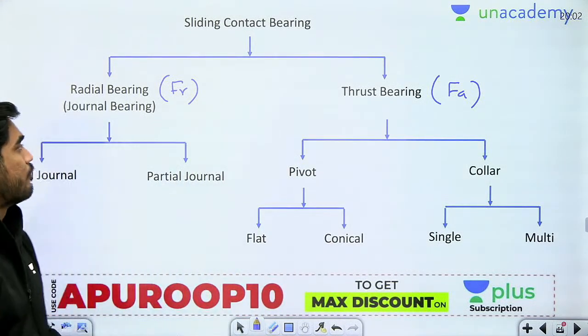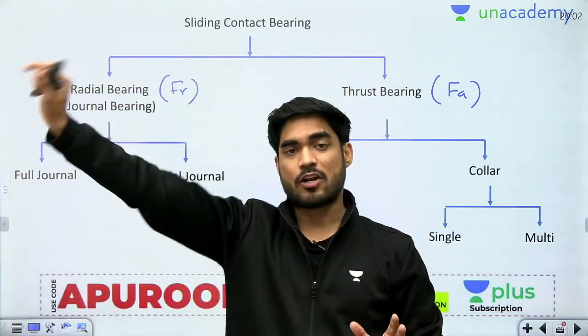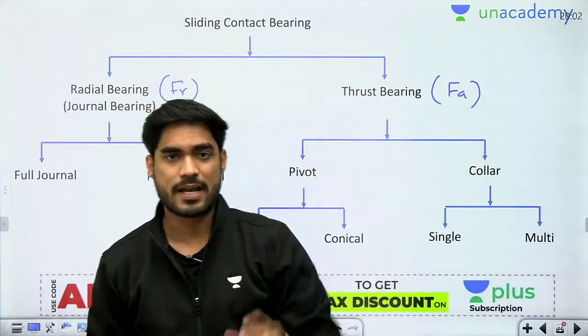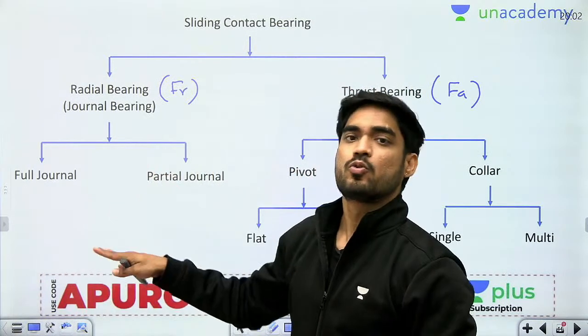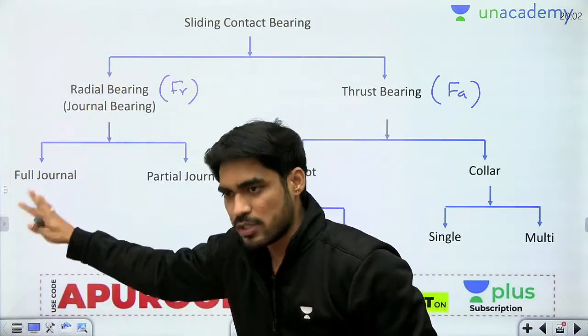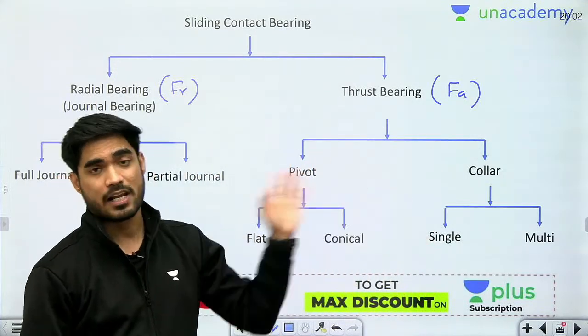Two major categories of bearing: radial bearing and thrust bearing. Radial bearing means which can only support radial load. Thrust bearing means which can only support the axial load. Radial bearings, sorry, radial bearings means journal bearing. They are of two types: full journal and partial journal. Thrust bearings are of two types: pivot and collar bearing.